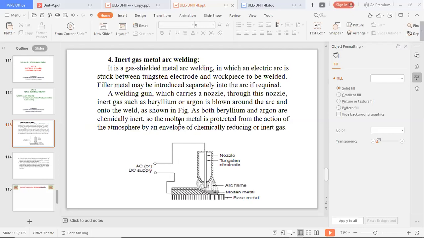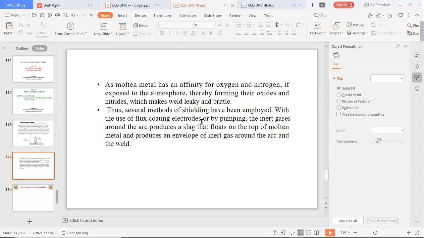So the molten metal is protected from the action of the atmosphere by an envelope of chemically reducing or inert gas, right. Same as the experiment, I have not said much. Just watch a small video and you will understand.